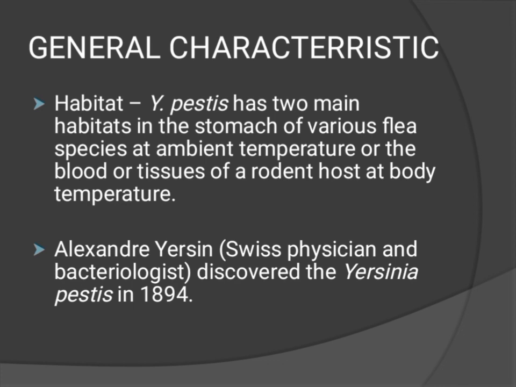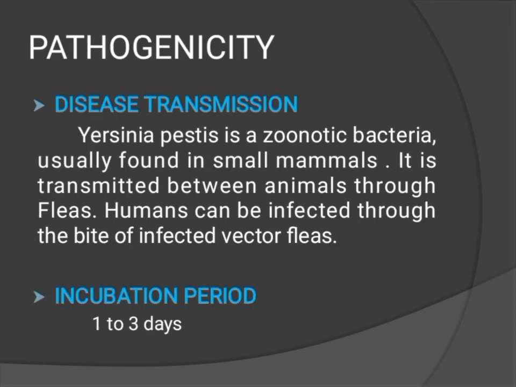Now let's see the pathogenicity of Yersinia pestis. Disease transmission. Yersinia pestis is a zoonotic bacteria usually found in small mammals. It is transmitted between animals through fleas. Humans can be infected through the bite of an infected vector flea. Incubation period: 1 to 3 days.